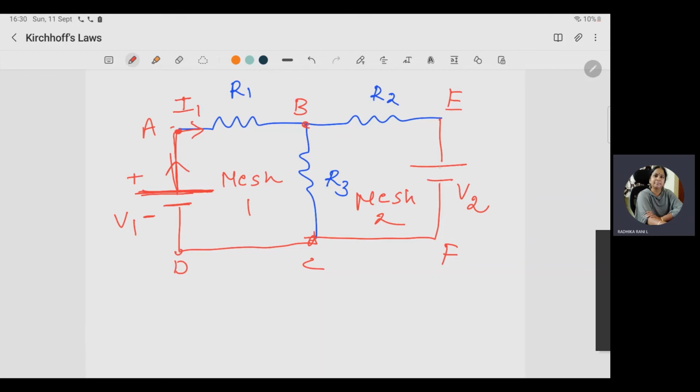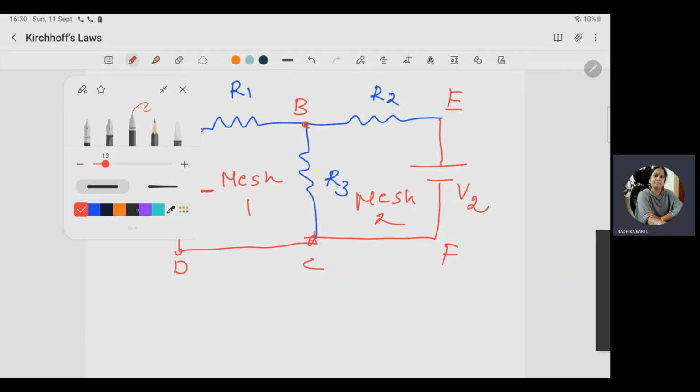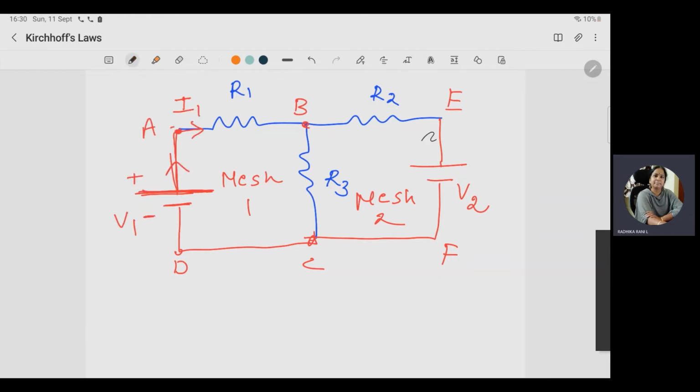Again, current is coming from the positive in the second mesh. So in the second mesh, current coming from the positive terminal of the battery. So this current is called as I2. From the positive terminal, this is positive and this is negative, V2. From V2, second current is coming, I2.